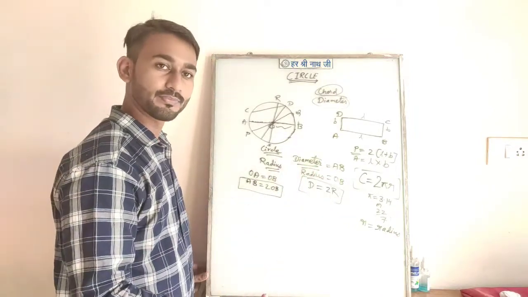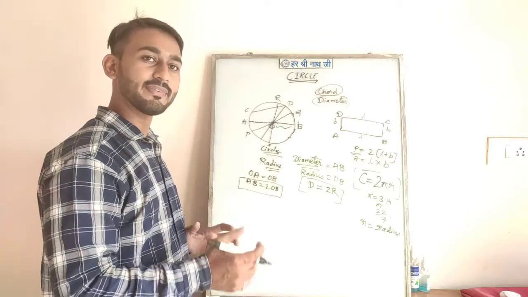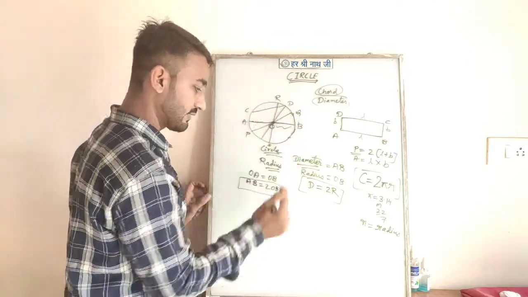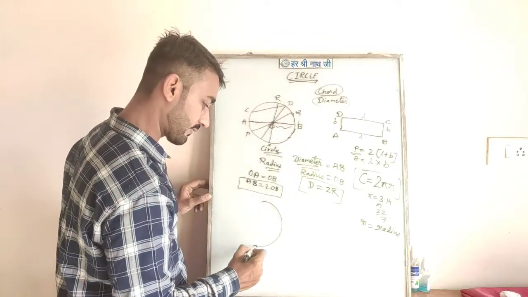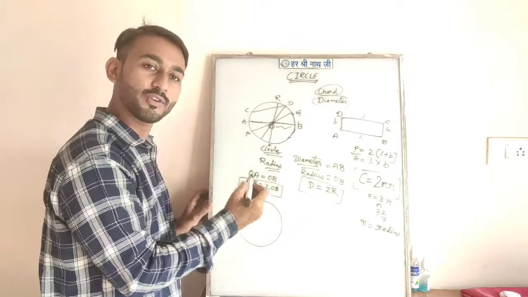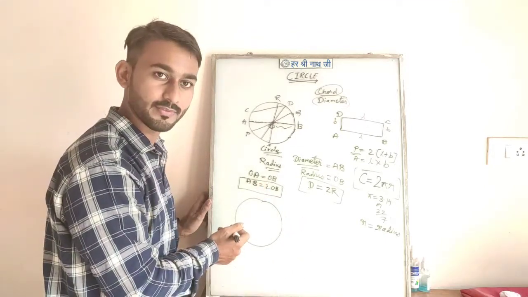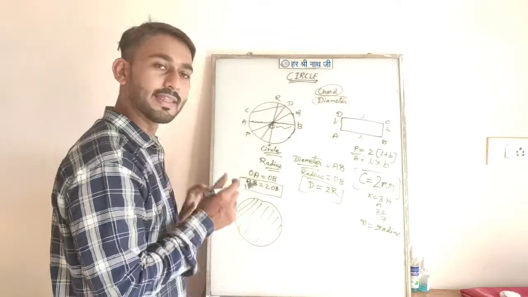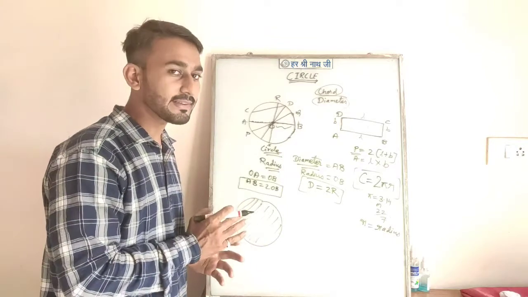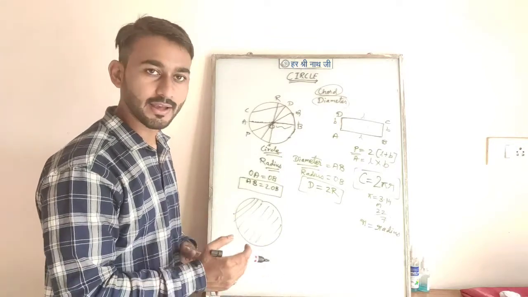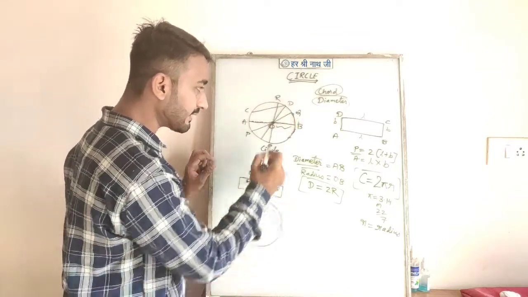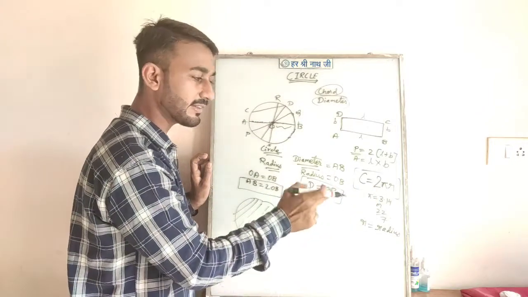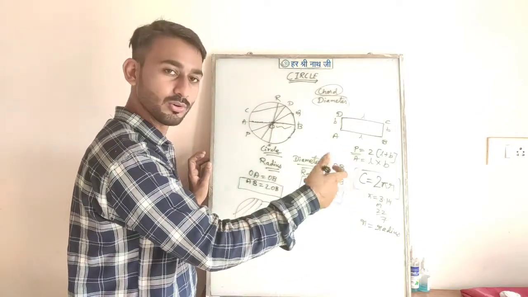Now about the area. The basic difference between circumference and area is this. Suppose I'm just drawing a figure again. The outer boundary is called the circumference, but the whole inside area, that's this shaded portion, is called area. So that is the basic difference between circumference and area. We have seen that the formula for the outer boundary is 2 pi r. Circumference equals 2 times pi into radius.